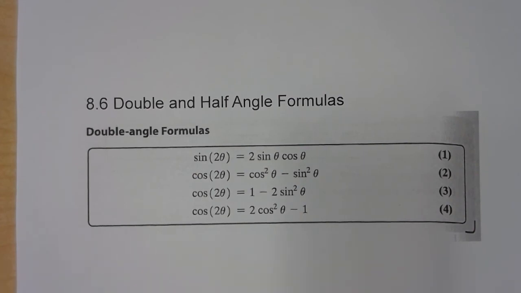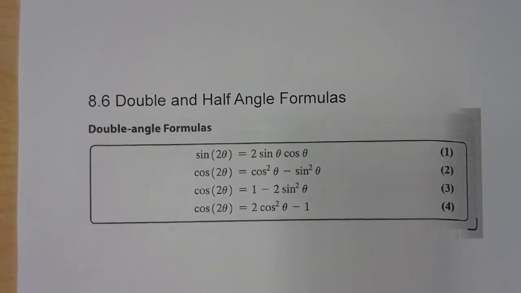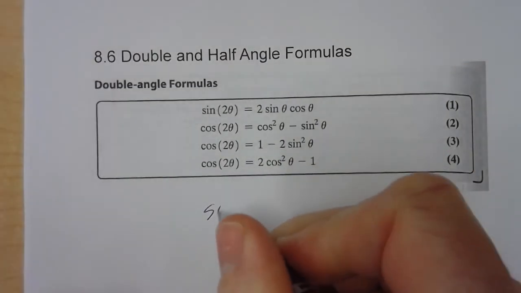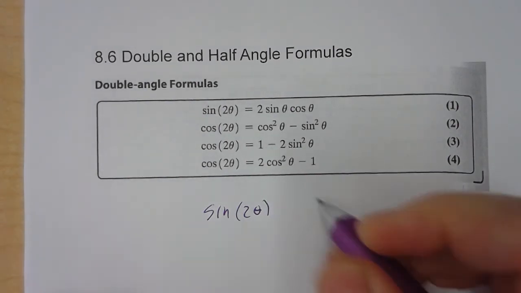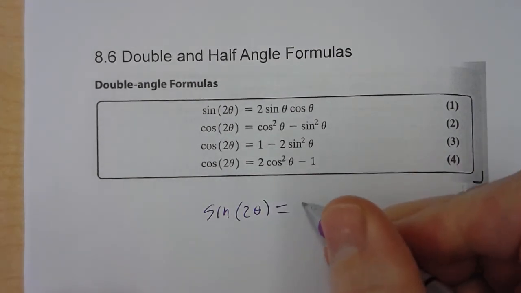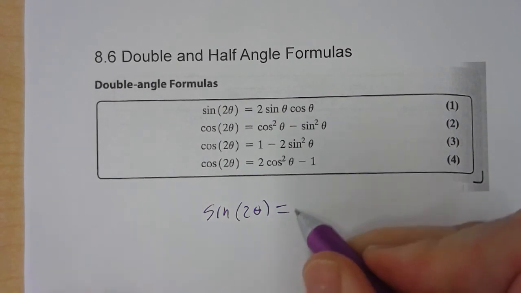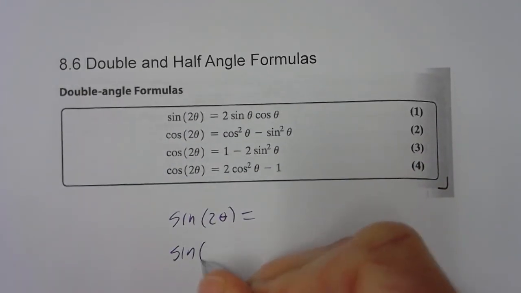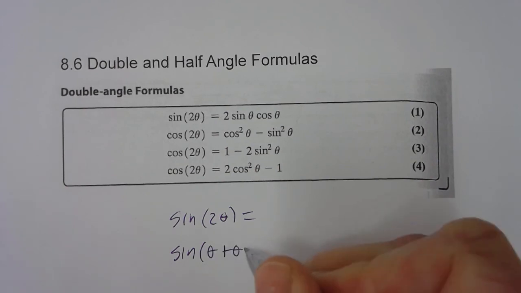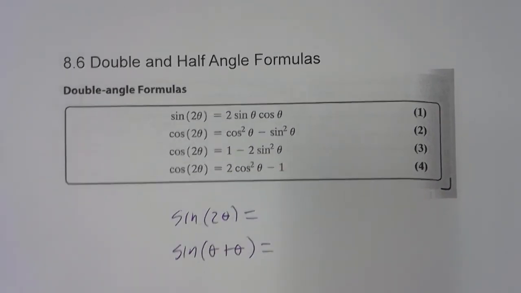The reason why I'm proving this one is because it's the one that I see the most in calculus. And that is the sine of 2 theta. So you get it, the angle is doubled. So it would be an addition formula, right? So we get sine of theta plus theta. That would be the same thing as doubling.